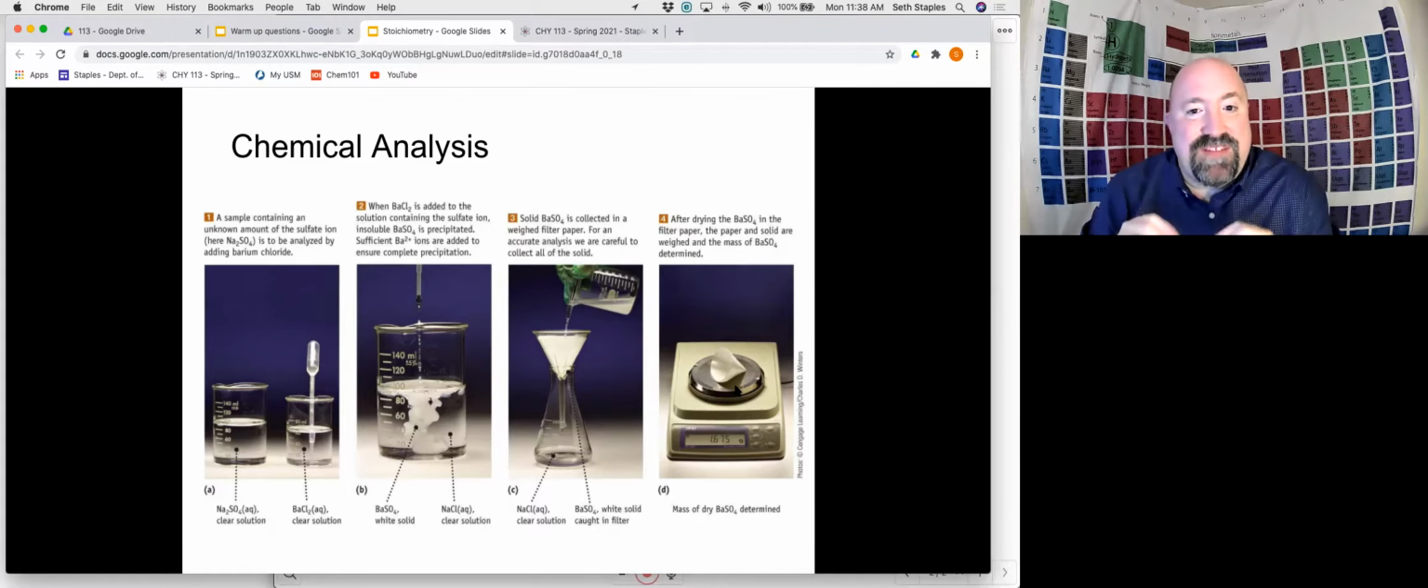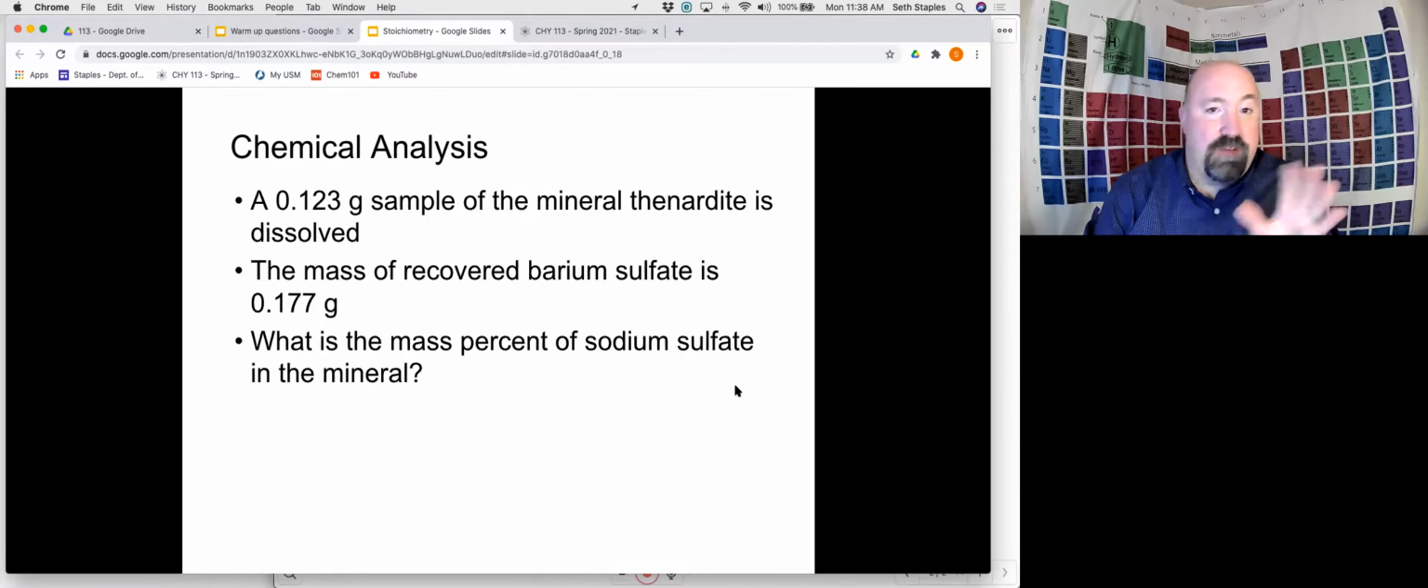The key to this type of analysis, and this is called gravimetric analysis, especially in this particular example, we'll come back to that. So in this example, we had a 0.123 gram sample of the mineral. From that, we actually recovered 0.177 grams of barium sulfate. And we're going to use that information to calculate the mass percent of sodium sulfate.